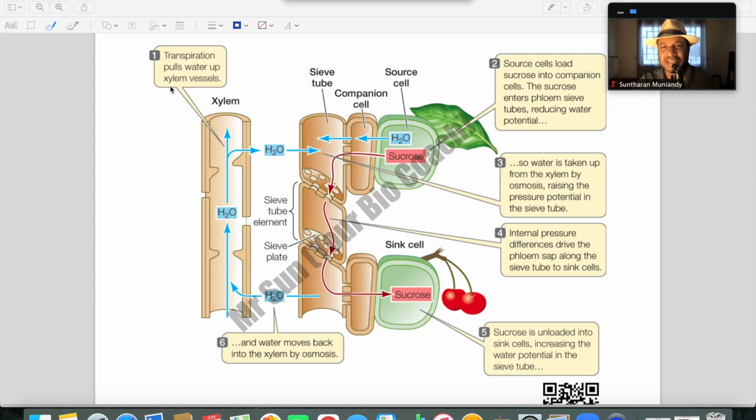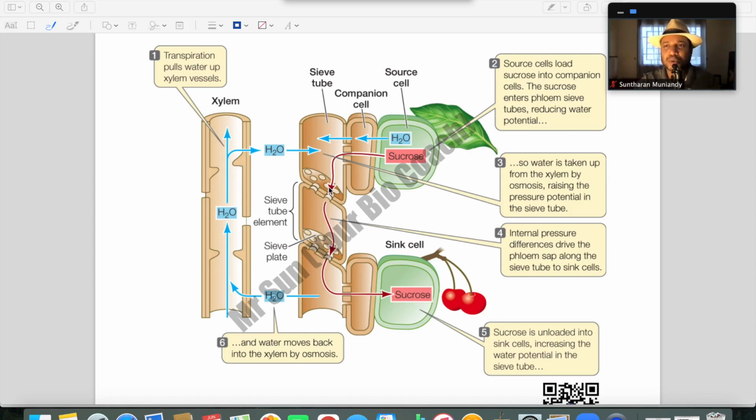It's very easy. First of all, let's look at the structure of a phloem. The phloem is basically made up of sieve tube elements. Basically, it is made up of sieve tubes and sieve plates. These are the sieve plates here. You can see the sieve plates, and these are the sieve tubes.